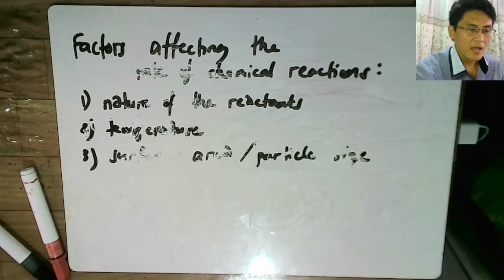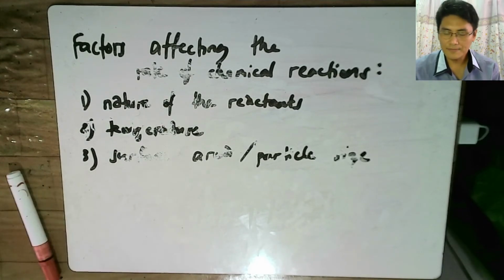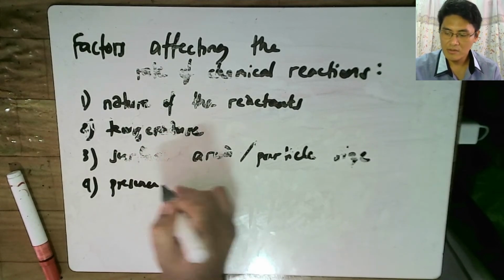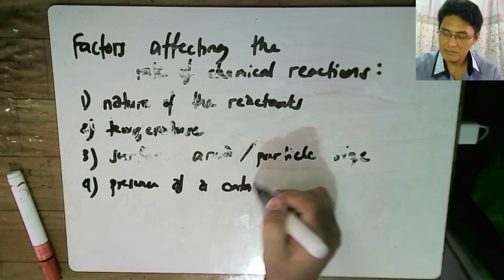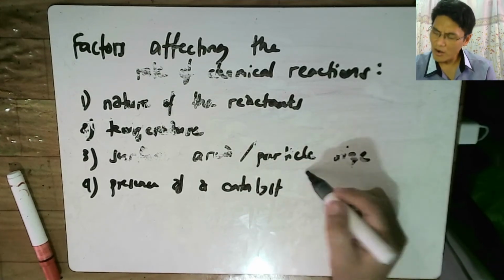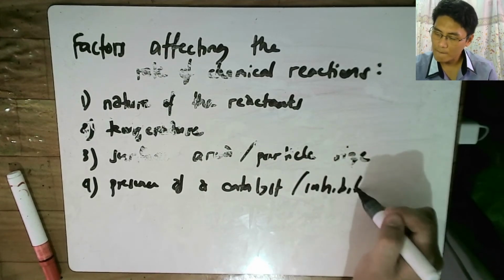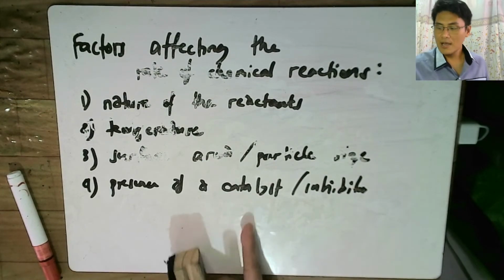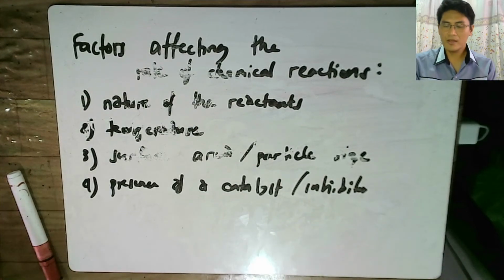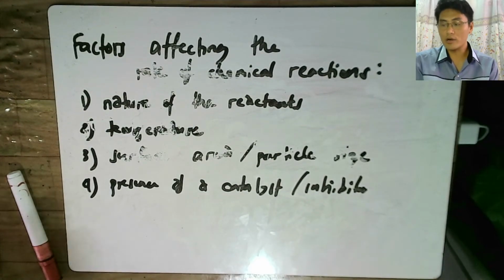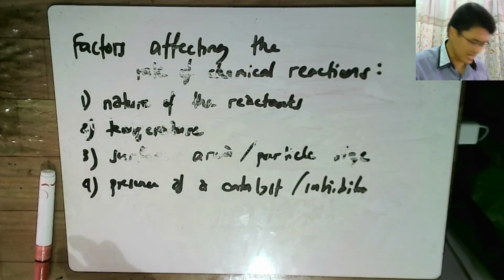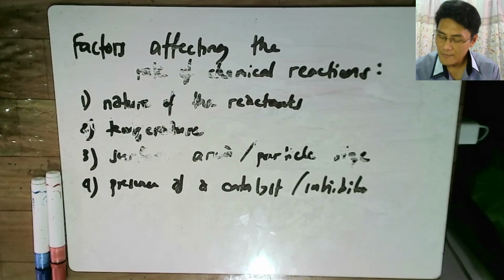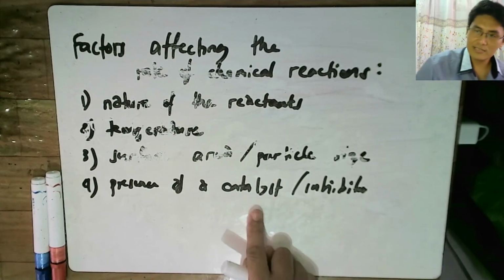Now the next part is what we call the presence of a catalyst, or in that case, an inhibitor. Catalyst and inhibitor are opposites. A catalyst makes the reaction faster. An inhibitor makes the reaction slower. So if A reacts with B and you add an inhibitor, its rate of reaction will be slower. If A and B react and you add a catalyst, its reaction would be faster.